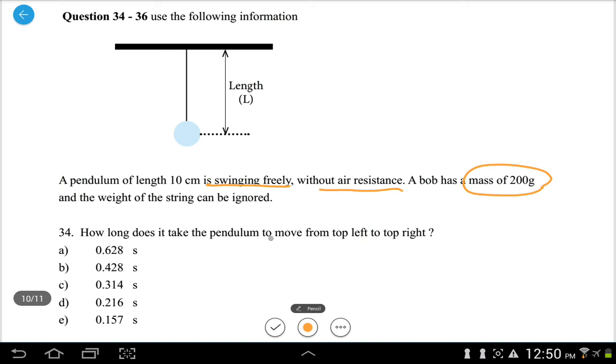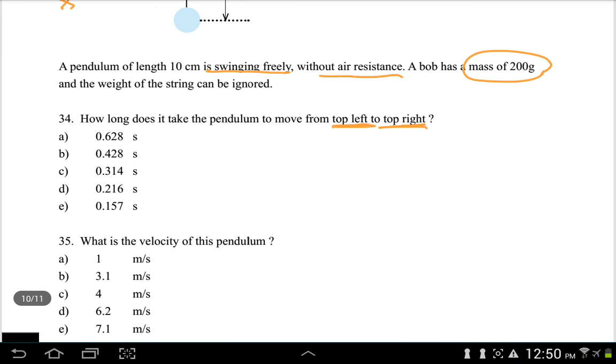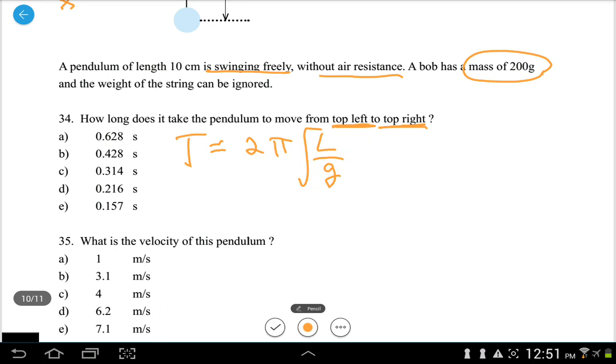How long would it take the pendulum to move from top left to top right? So from this point, if I pulled it and I let it go, how long will it take to move from left to right? So that is actually half of the period. What I'll do is this. I will recall the formula for the period T, which is 2 pi root of L over g.